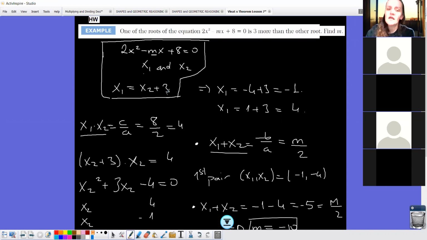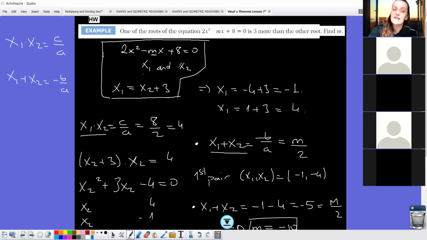Now, I know the Vieta's theorem. x1 times x2 is equal to c over a. x1 plus x2 is equal to minus b over a. We know this one from the previous lesson. Now, if I have information that x1 is given in terms of x2, I will try to use these two to find one of them.